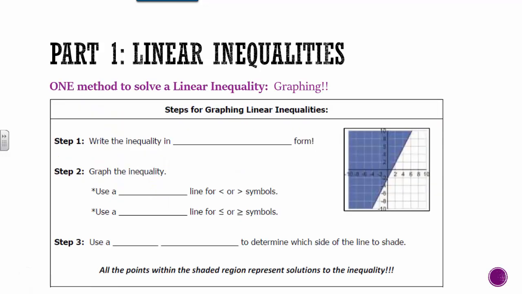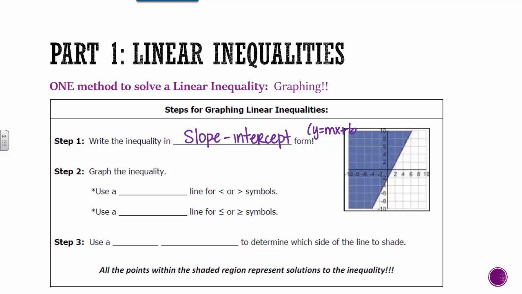So there is only one method to solve linear inequalities. It's just graphing. There's no elimination, there's no substitution, we can only graph. So the first thing you should do is write it in slope-intercept form. And the reason we do this no matter what is so that we can see where to shade. So remember, y equals mx plus b.